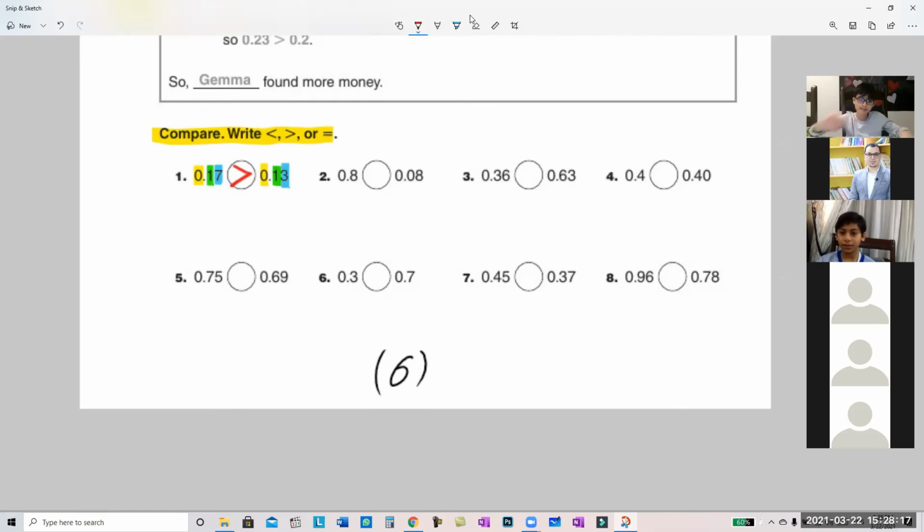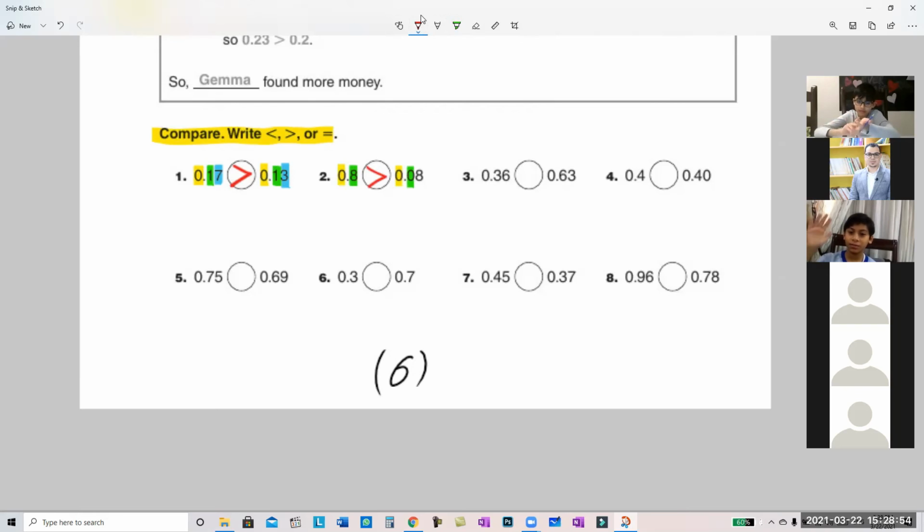That's it. Okay, let's move to the next one, number 2. I'll do it by myself, and then I'll ask you for number 3. Now, as I said, you have to start with the ones place, or the whole number part. We have 0 here and 0 here. They are equal, right? And then we have 8 here and 0 here. So they are different. Which is greater, 8 or 0? Of course, 8 is greater. So just put the greater than sign.